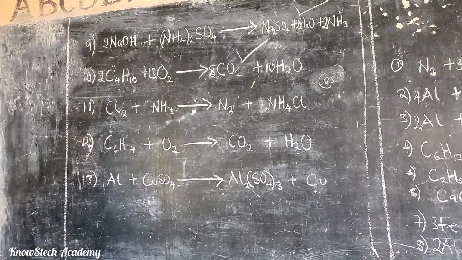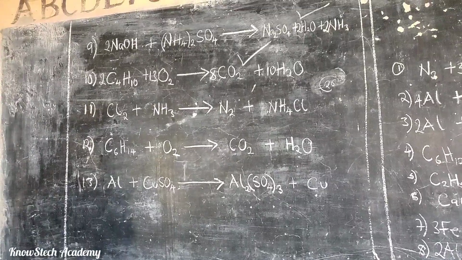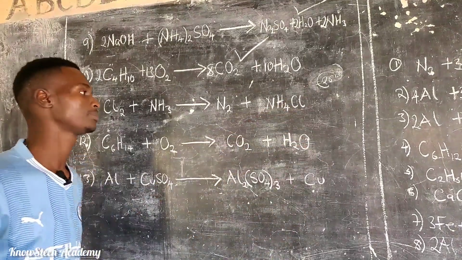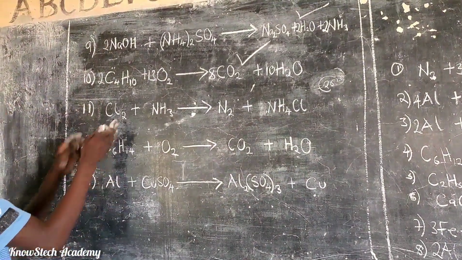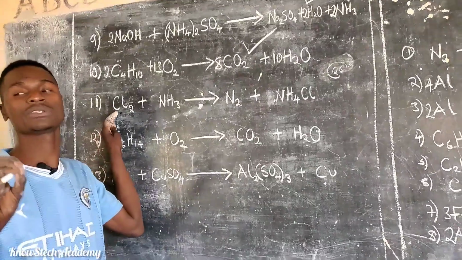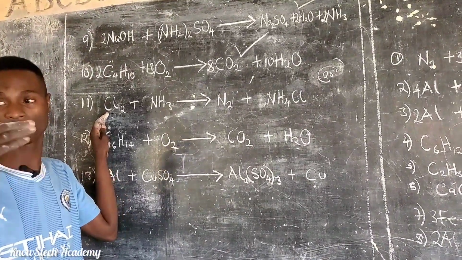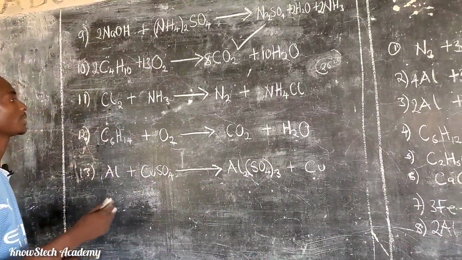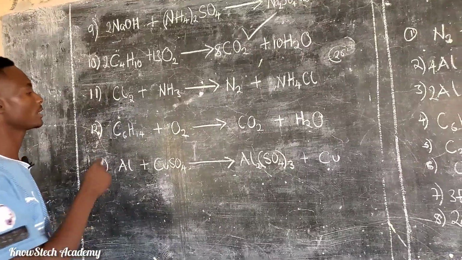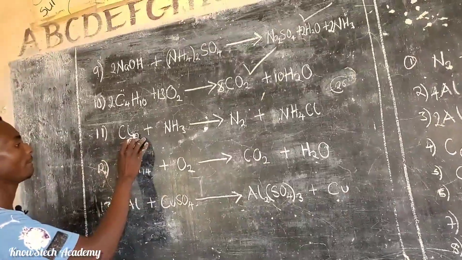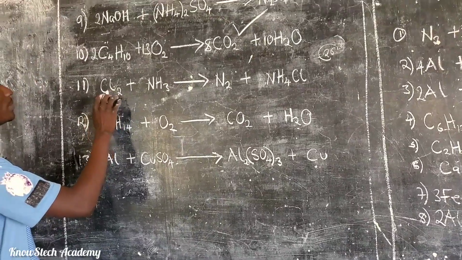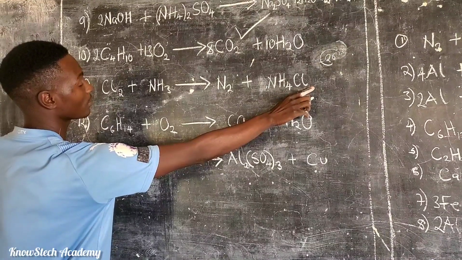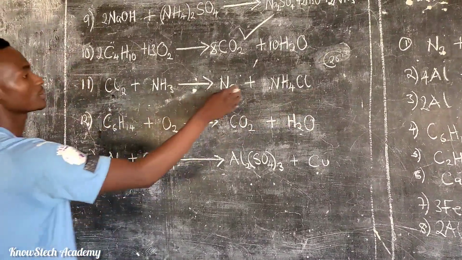All right, number 11. This is chlorine, this is ammonia, this is nitrogen gas, this is ammonium chloride. Remember, chlorine is found in group 7 of the periodic table. So all elements in group 7 of the periodic table exist as diatomic molecules. So here we have 1 atom of chlorine, right? So we're going to put a 2 here.